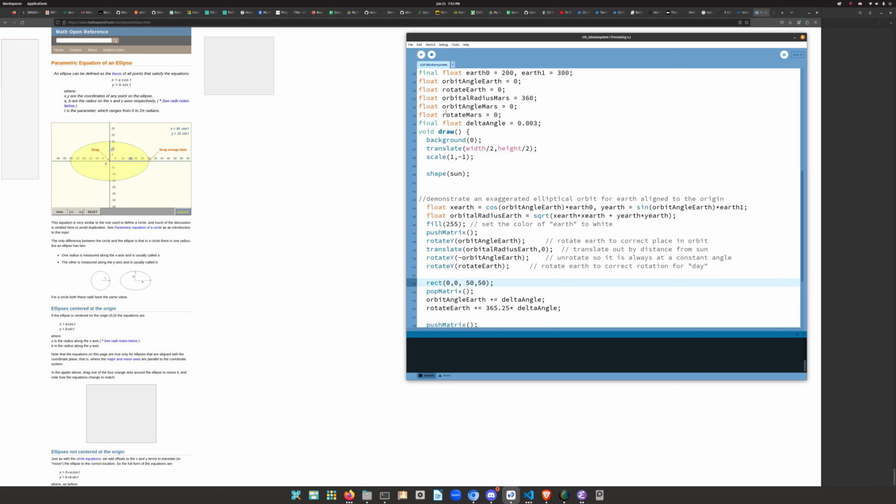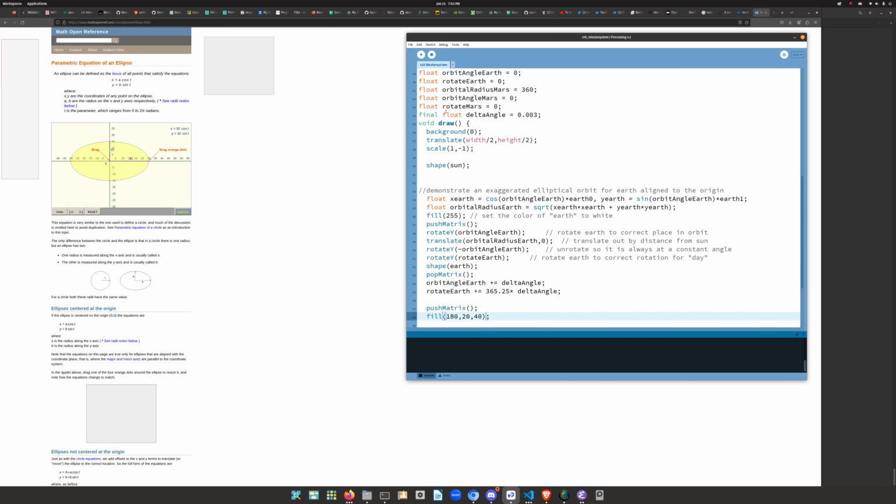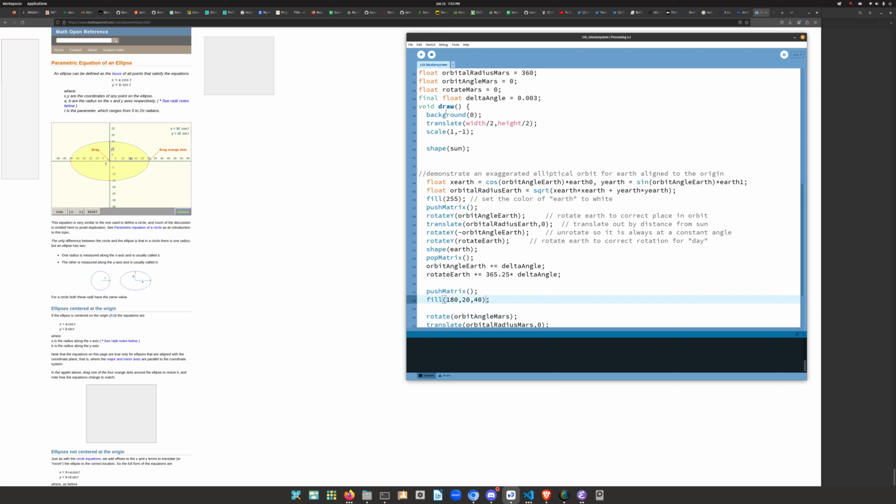We are not going to draw a rectangle. So we're going to say shape, Earth, pop matrix. Okay, so all the math is basically saying, now, okay, you could get a little bit fancier about your rotate.